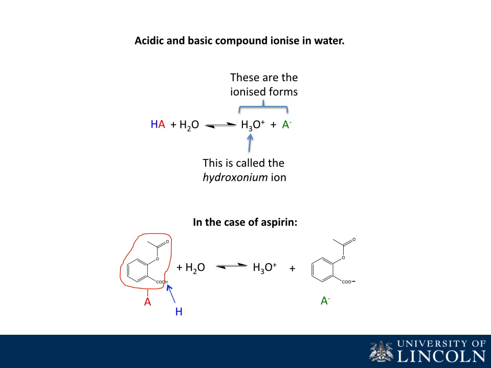If we look at the dissociation equations, then we can take an acid, which is HA, and we put that into water, and it will form the hydroxonium ion, and then the anion of the acid. At the bottom of the slide, I've written it down again specifically for aspirin, and I've colour coded this so you can see how aspirin correlates with the general dissociation equation.